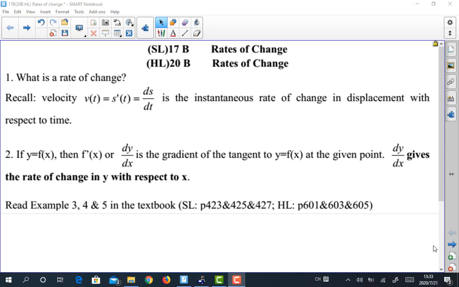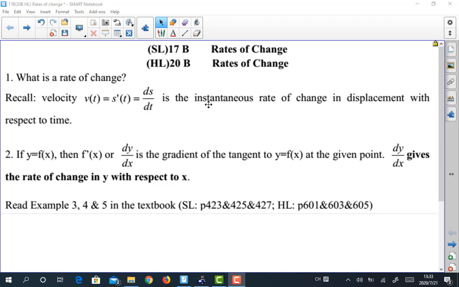Let's look at the second lesson in this unit, rates of change. What is rate of change? The velocity function, v of t, is the first derivative function of the displacement. So you can write v of t as s prime t or ds over dt. This is just Newton's notation. This is the Leibniz notation. Both of them represent the velocity function.